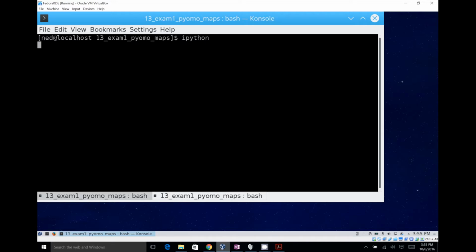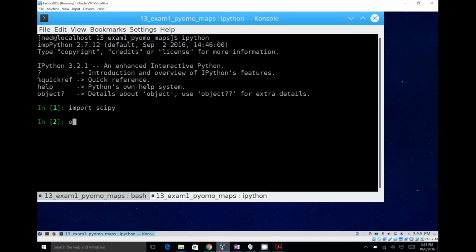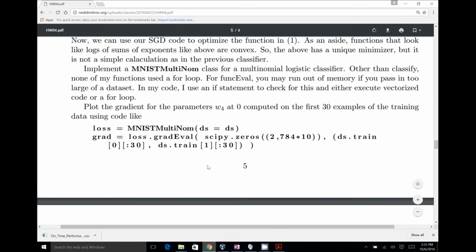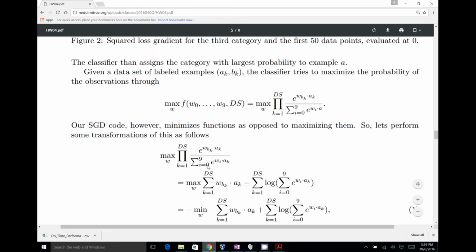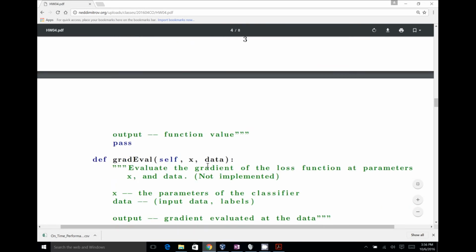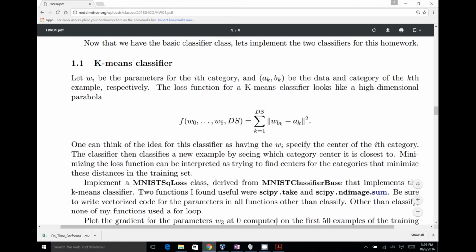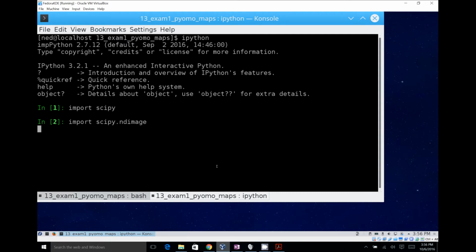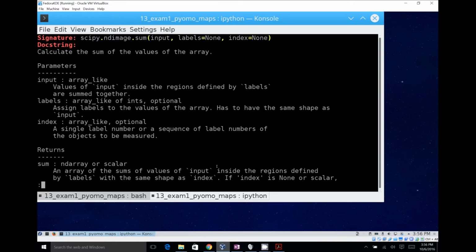So let me open up IPython. And where exactly was it? I've forgotten. Above the code that you wrote for the k-means classifier, yeah. Right there. It's ndimage, okay. So there are three things that are inputs to this. One is some input data, the second is some labels, and the last one is an index, which is the sequence of labels of the objects to be measured.